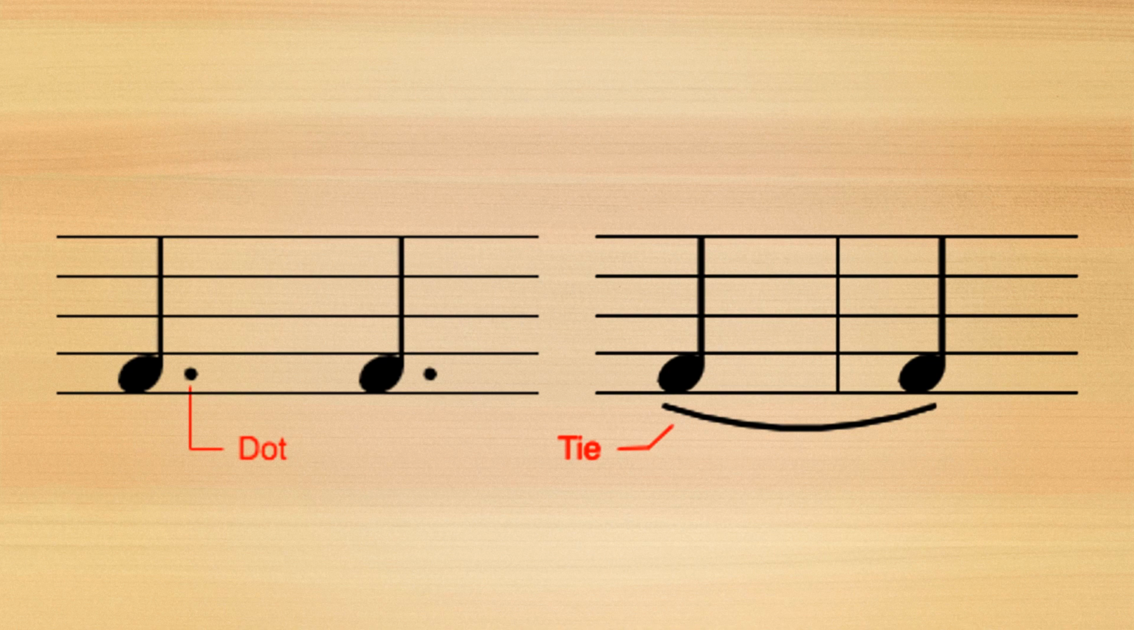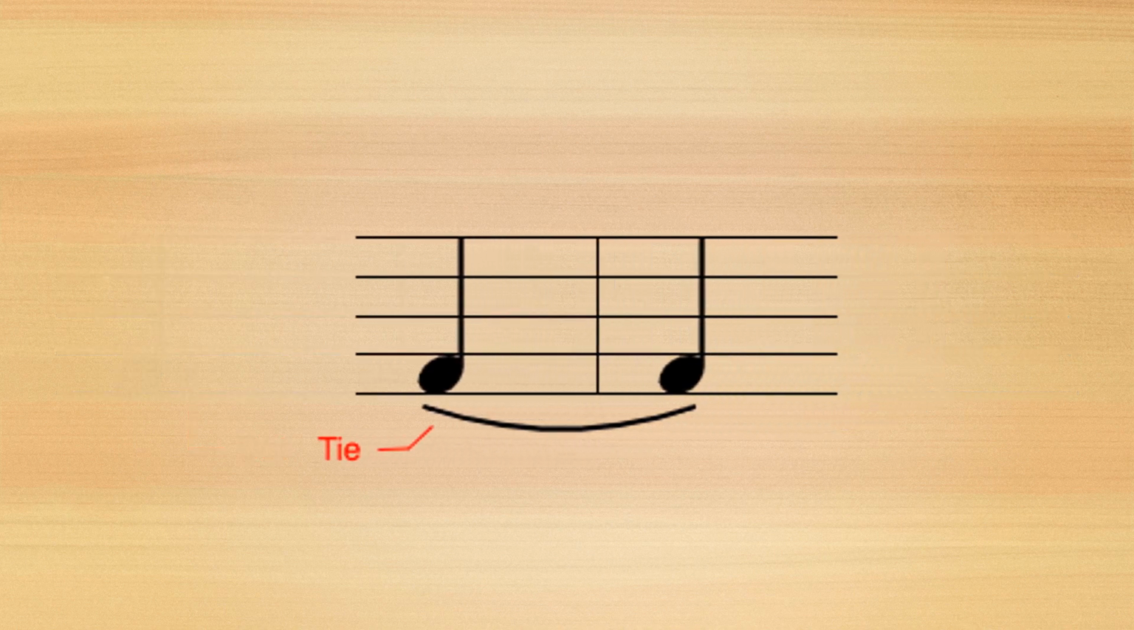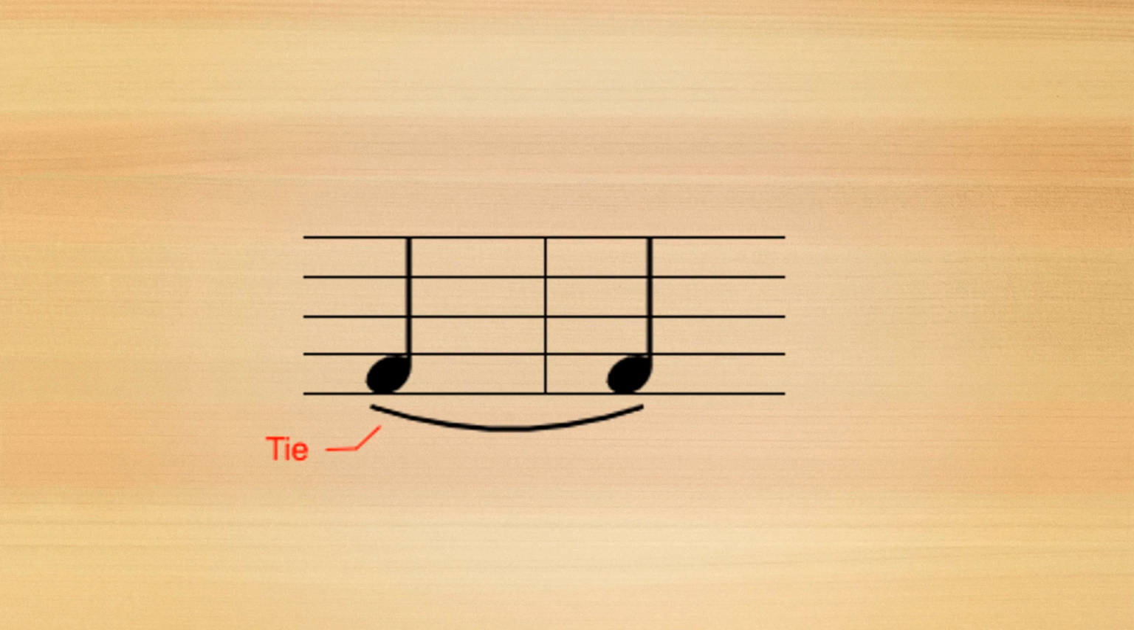On the left, you see dotted rhythms. If the dot is to the right or left of the note, we'd consider that note dotted. We'll get into that in just a moment. On the right, we have ties. A tie is a curved line connecting two notes across bar lines.